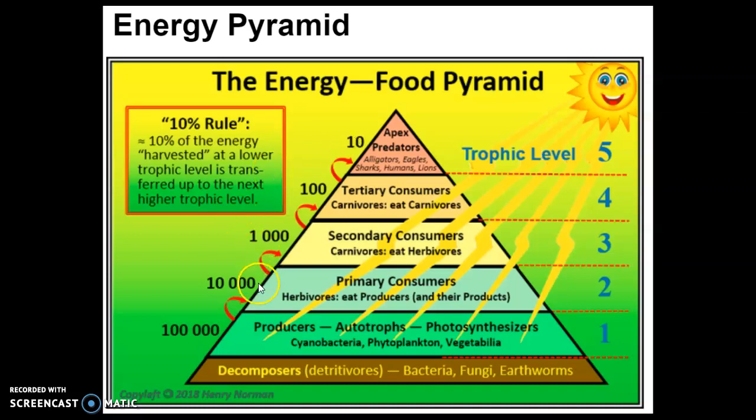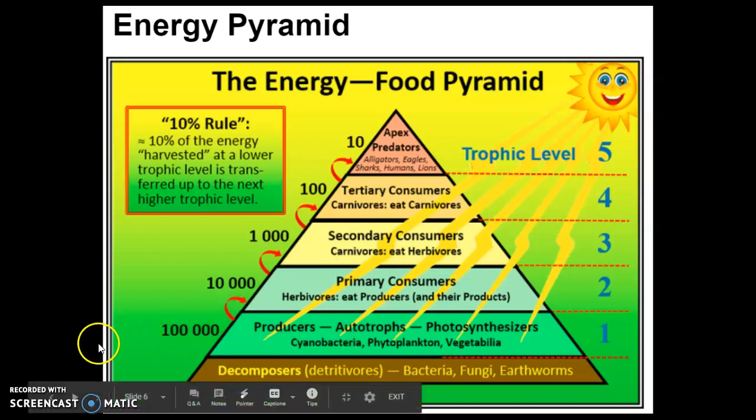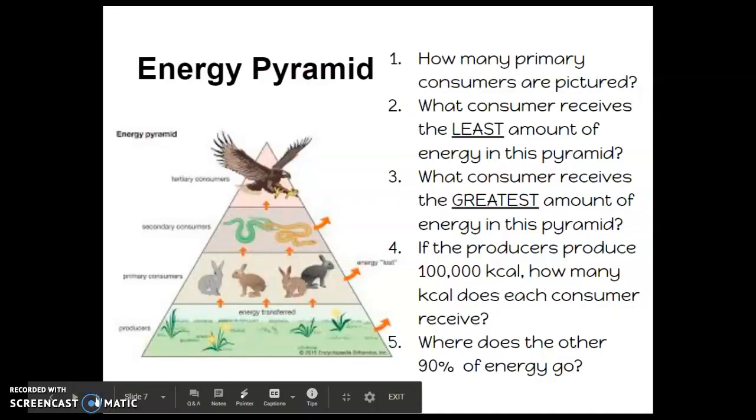So where does all that extra energy go? That extra energy, the 90%, is lost as heat when the organisms are burning that energy and using that energy in everyday activities. Very important question that we'll ask you on the test. And it's called the 10% rule. So it's a good thing to remember.